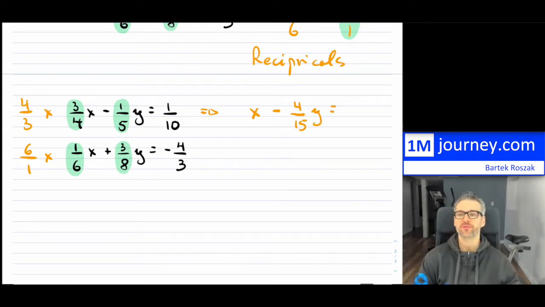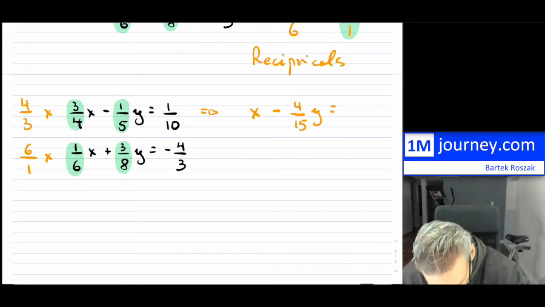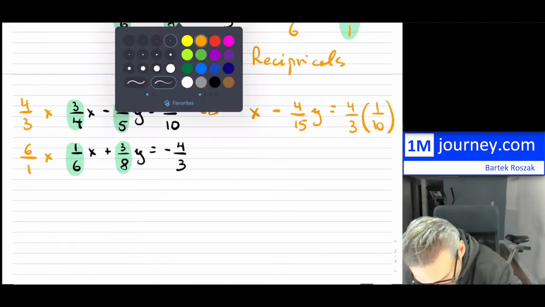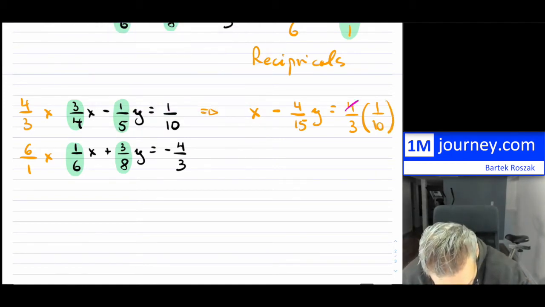And now you have 4 over 3 times 1 over 10. All right. So notice the 4 and the 10. Well, I can reduce that because 2 goes into 4 and 2 goes into 10. So that's going to be 2 and 5 at the bottom. Just so that I'm not complicating things for you here, let me show you this way. So this is the 4 and the 10. I can reduce that to 2 over 5.